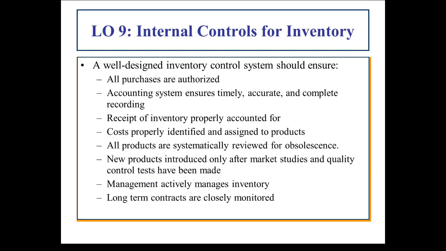So when we're dealing with internal controls as it relates to inventory, we need to make sure purchases are authorized. Accounting systems ensure timely, accurate, and complete recording. We need to make sure they were recorded at the proper time, and that the inventory, when it was received, was accounted for timely. We make sure that the valuation, everything was recorded with what was received. The costs are identified. The products are reviewed for any obsolescence in the inventory system. That would have to be a physical check. New products are introduced only after market studies.